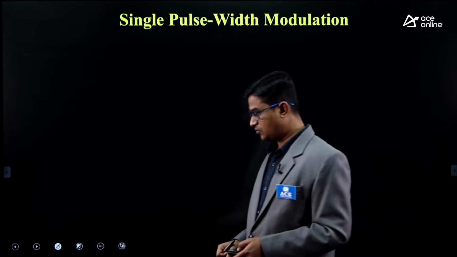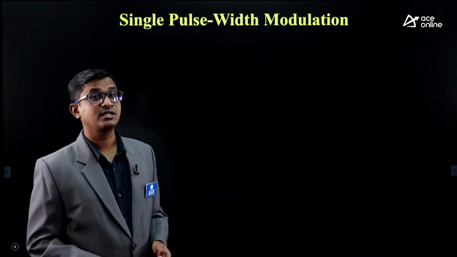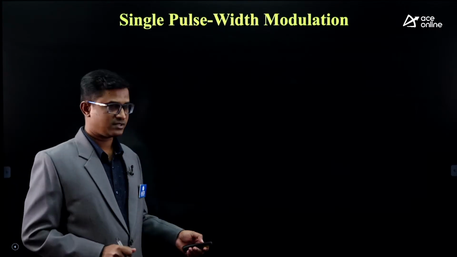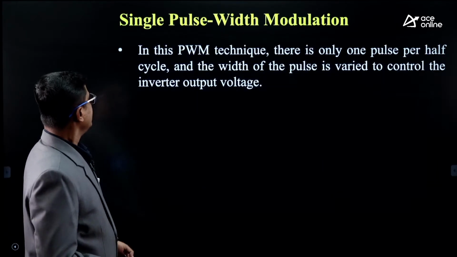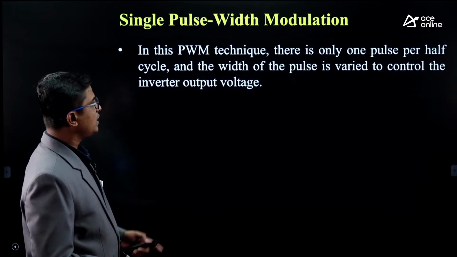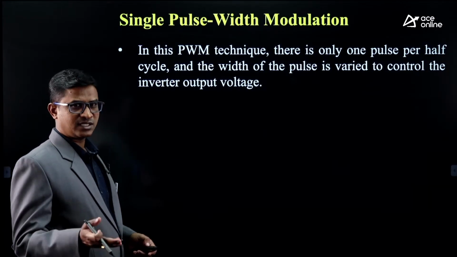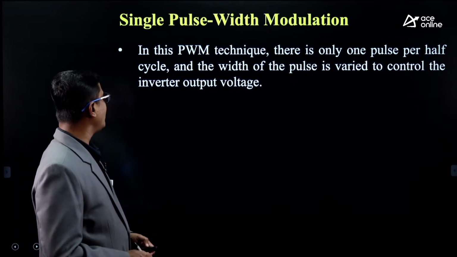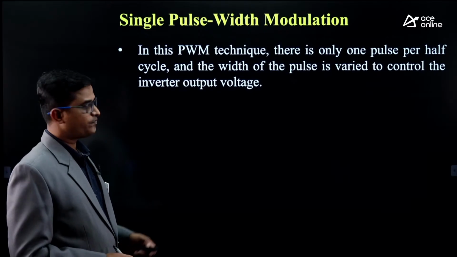Next, let us discuss the single pulse width modulation technique. Very important, and it is interesting even. In this PWM technique, there is only one pulse per half cycle, just as we discussed, and the width of the pulse is varied to control the inverter output voltage.